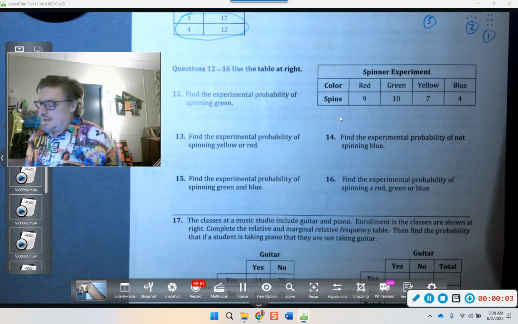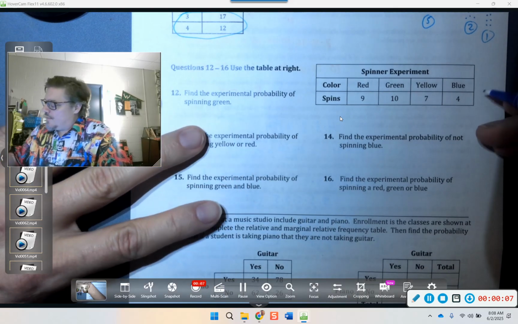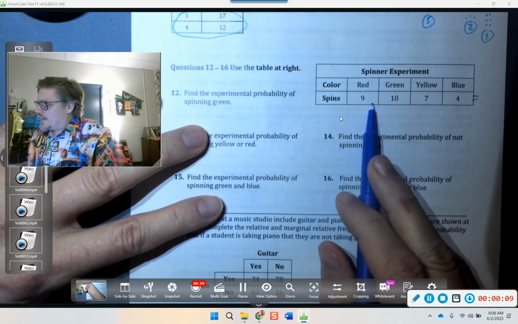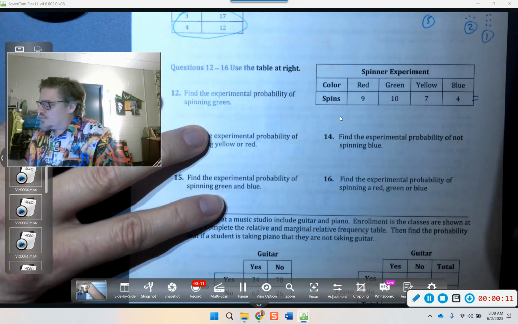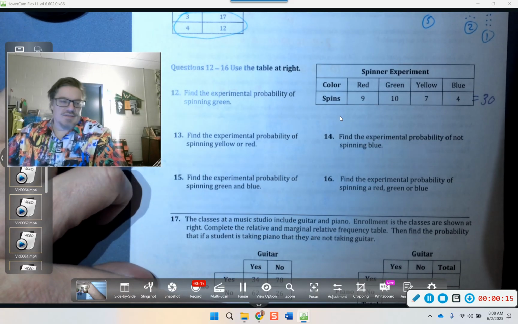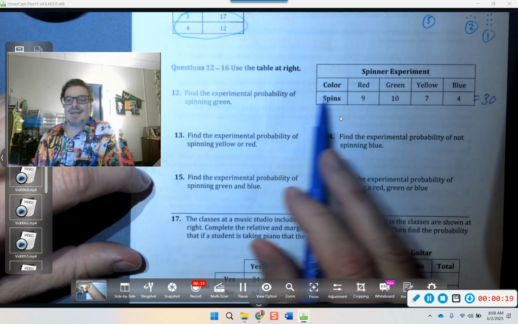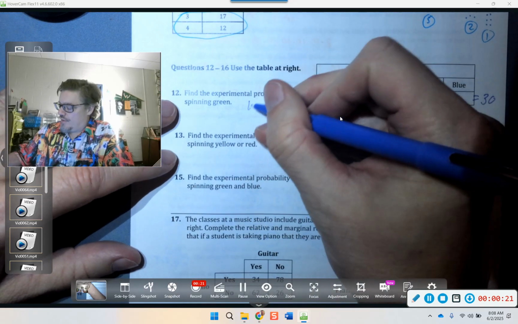All right, 12, find the experimental probability of spinning green. Well, let's figure out how many experiments we had here. So 11 plus 9 is 20. It looks like we got 30 total, so that's obviously going to be important. The experimental probability of spinning green is 10 out of 30.